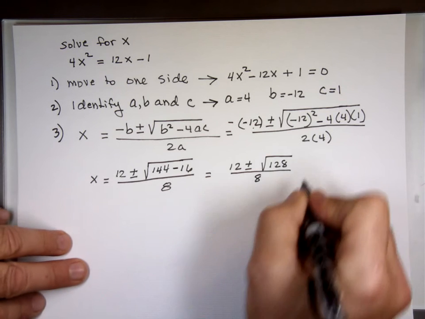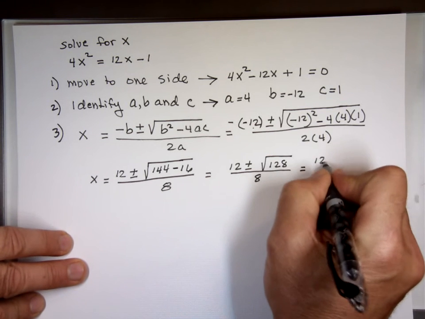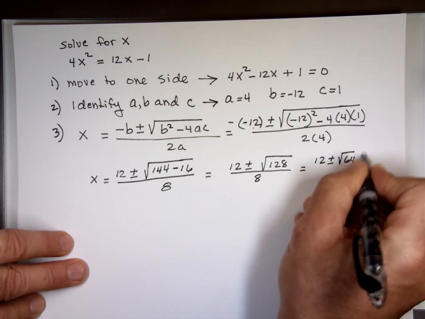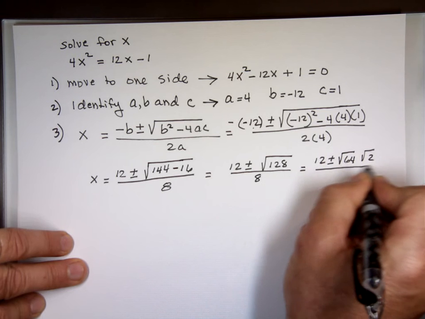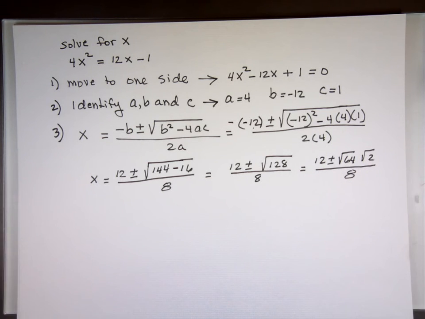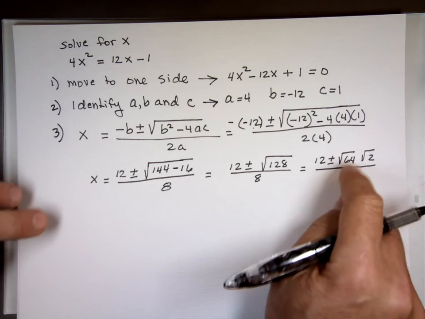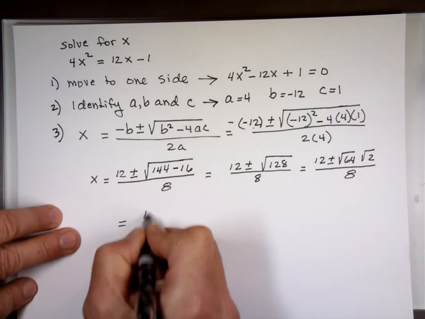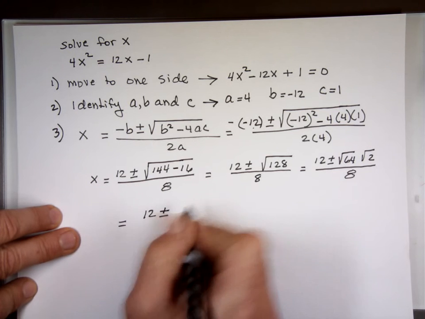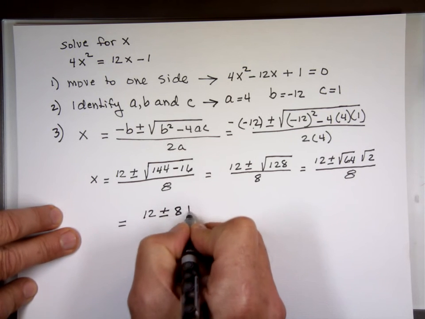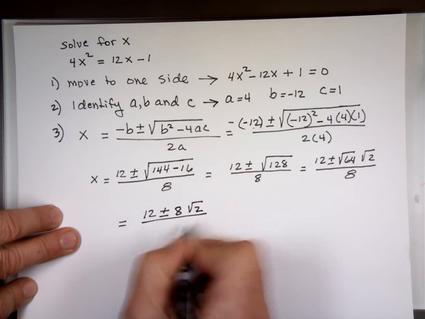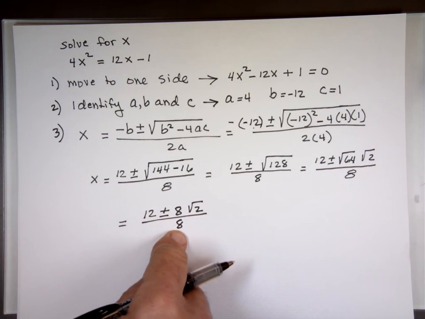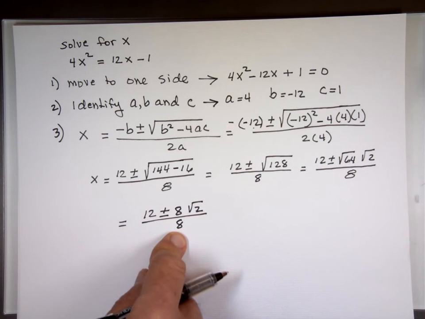128 happens to be 64 times 2. And the square root of 64 happens to be 8. 8 times 8 is 64. And you cannot cancel this 8 with that 8. That's a no-no, because you have addition and subtraction.